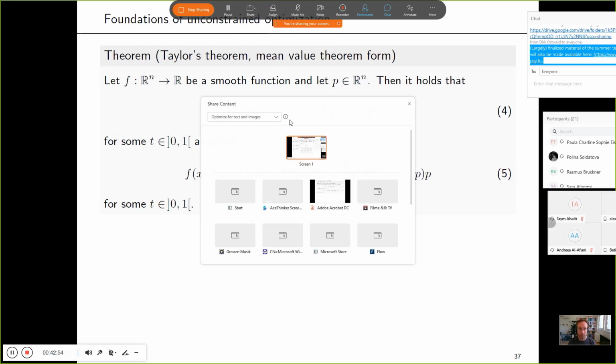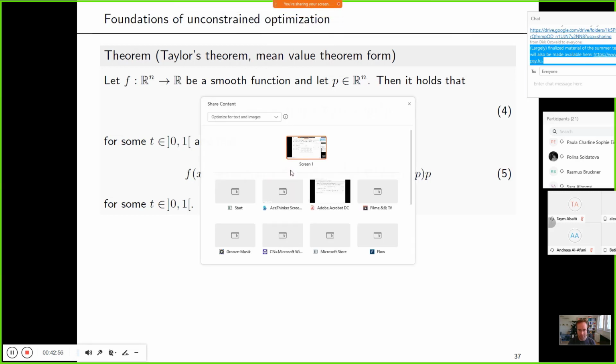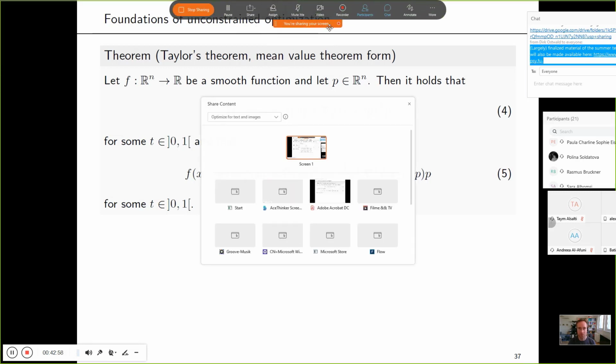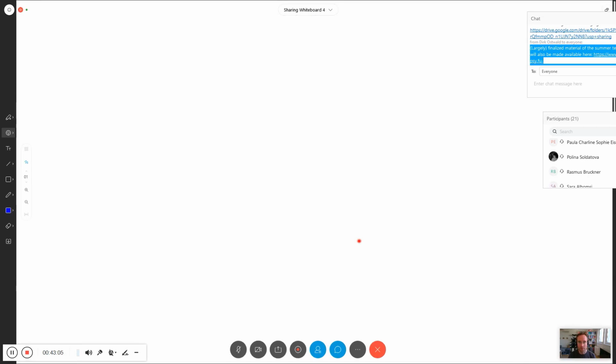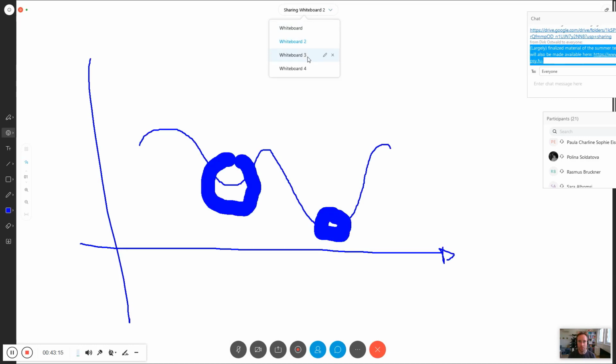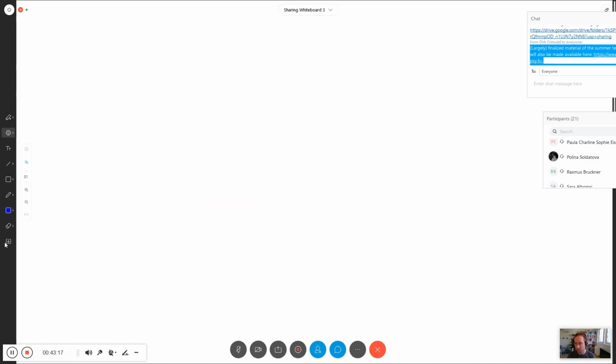Share content. Oh, okay. You're sharing your screen. It's not completely awesome, because you can only get back to sharing a whiteboard by sharing a new whiteboard and never going back to my original whiteboard. That's also a nice whiteboard. This is also a nice whiteboard.